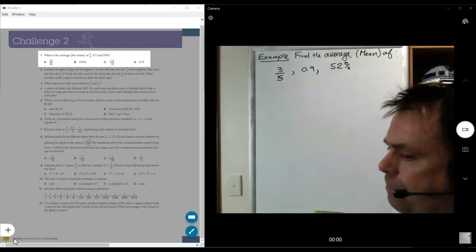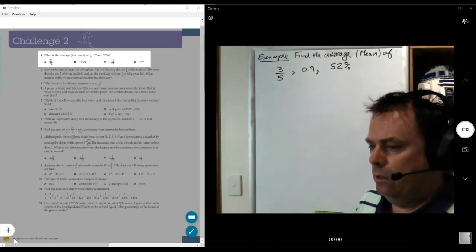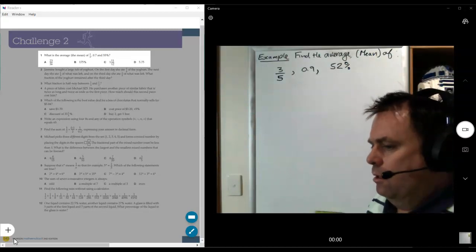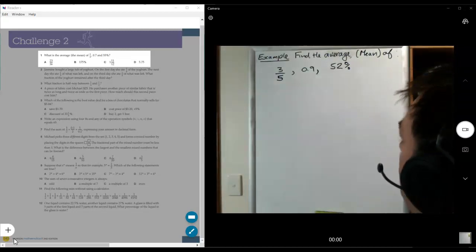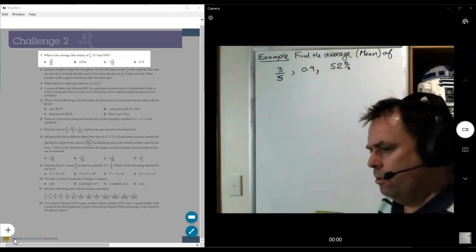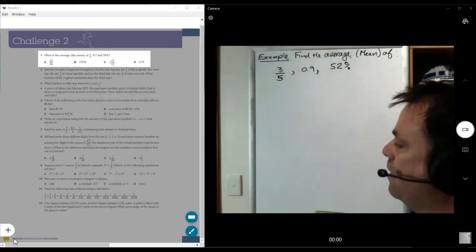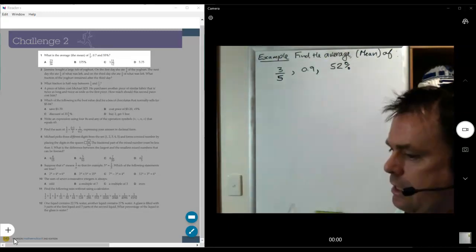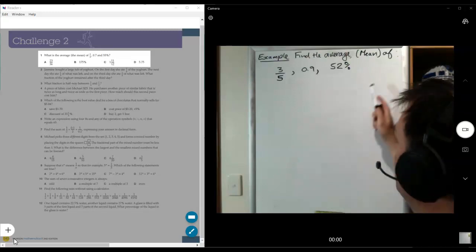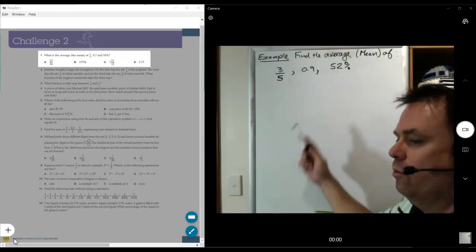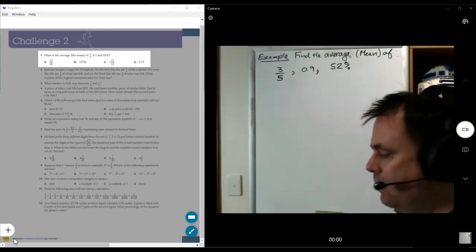Okay, so I've highlighted a question over there on the challenge two that I thought, well, will you know how to do it? I'm not sure. So I made up a similar problem here. Now, we want to find the average or the mean of these three things. So we could take several approaches. We could turn them all into fractions, or we could turn them all into decimals, or we could do both. And we're going to do both. But when we're doing the average, I hope you know that we need to add these three things together and we need to divide by 3. Okay, that's the mean, isn't it?